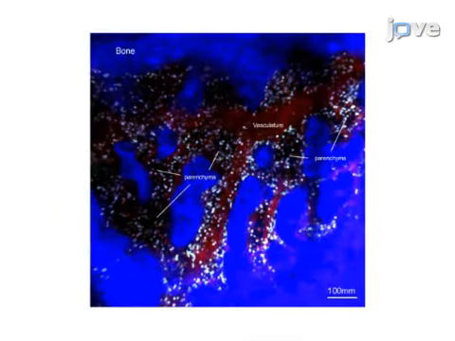Finally, multiphoton microscopy is used to track fluorescent cell development over time within the skull bone marrow.